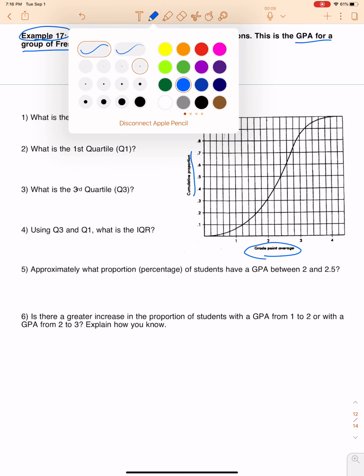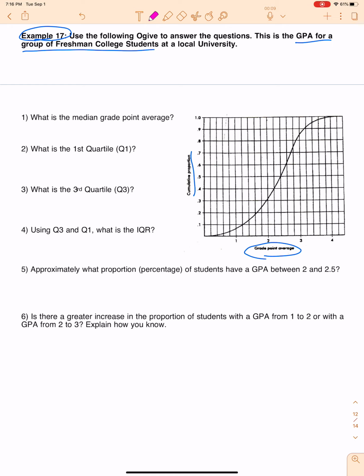I'm going to switch to a brighter color so you can see it better on the graph. Number 1, what is the median grade point average? Remember we talked in the other example about how this has to do with the box plot. So the median would be the 50%, and that's right here. So I'm going to draw my line all the way over to my graph, drop it down. Okay, this is critical. Pay attention.